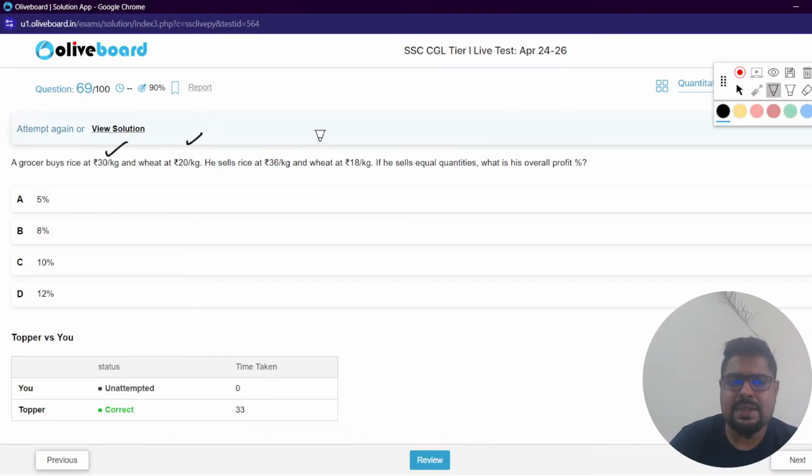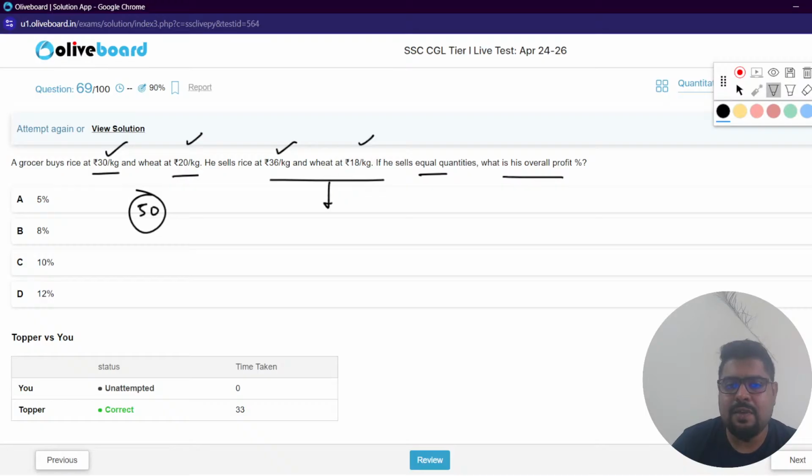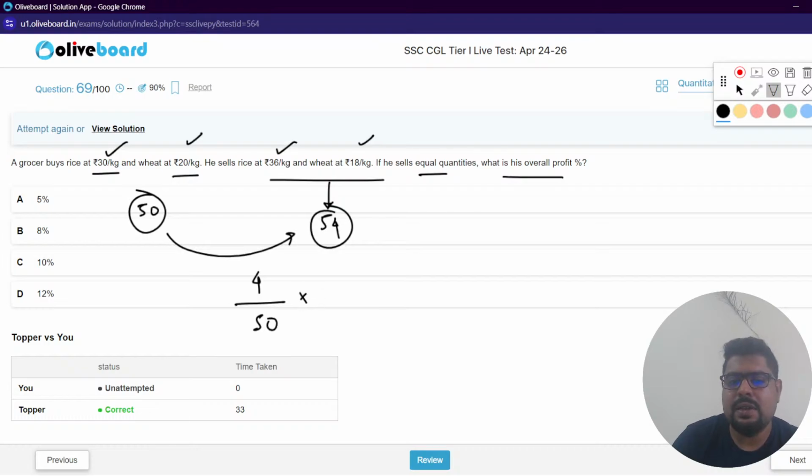30 kg, this sells this. If he sells equal quantities, sir, equal quantities, meaning he buys equal quantities. Let's take 1 kg, 1 kg, the best, or 2 kg, 2 kgs, whatever. One is the better option. So buys 1 kg, 1 kg at 50 rupees, 30 plus 20, sells it for this 54 rupees, 36 plus this. Sir, 4 rupee profit out of 50 rupees. So percentage profit is 8%.